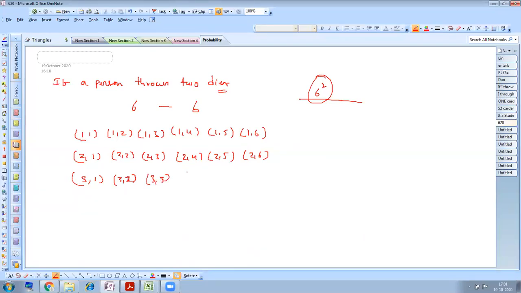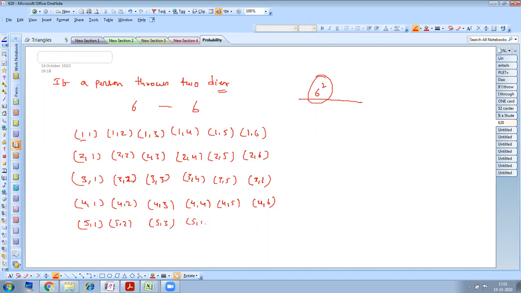3,2; 3,3; 3,4; 3,5; 3,6; 4,1; 4,2; 4,3; 4,4; 4,5; 4,6; 5,1; 5,2; 5,3; 5,4; 5,5; 5,6; 6,1; 6,2; 6,3; 6,4; 6,5; 6,6. These are the possible outcomes if you throw 2 dice.